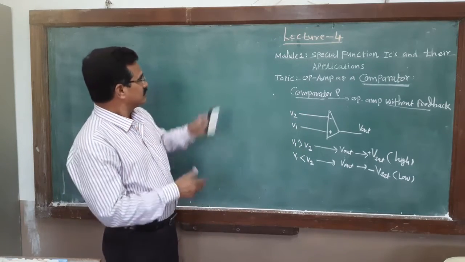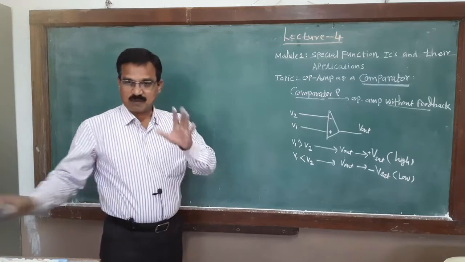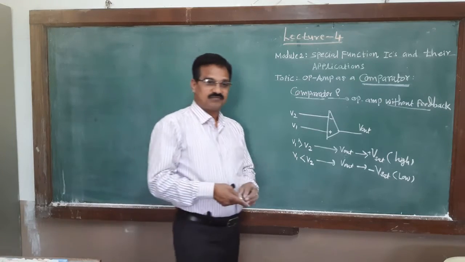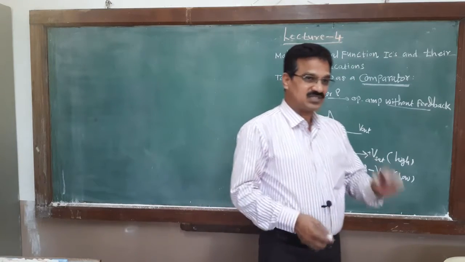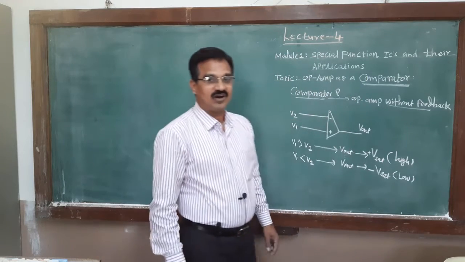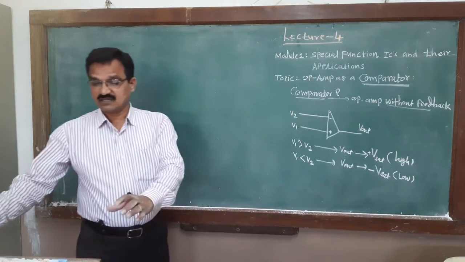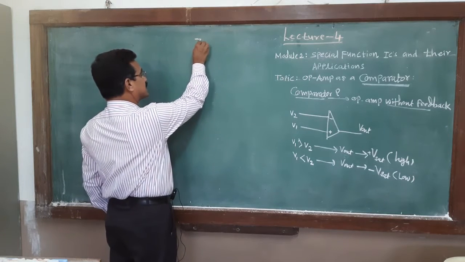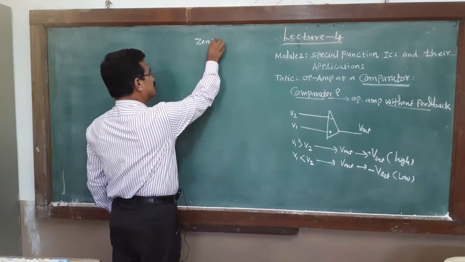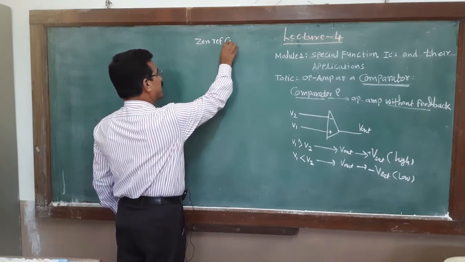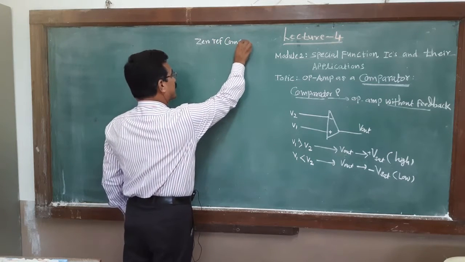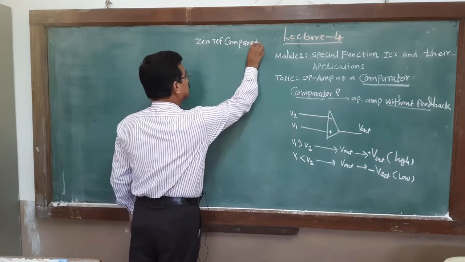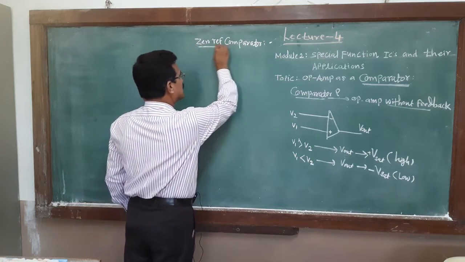Again, there are basically two types of comparator. The first one is the zero reference comparator, or zero crossing comparator or detector. Here is the first type, the zero reference comparator.